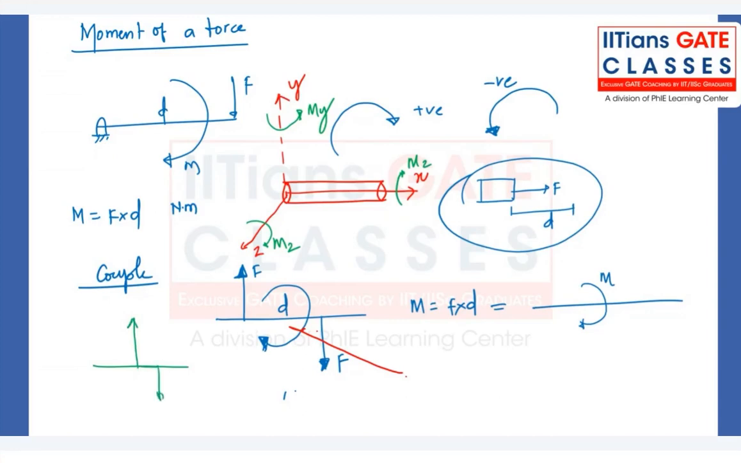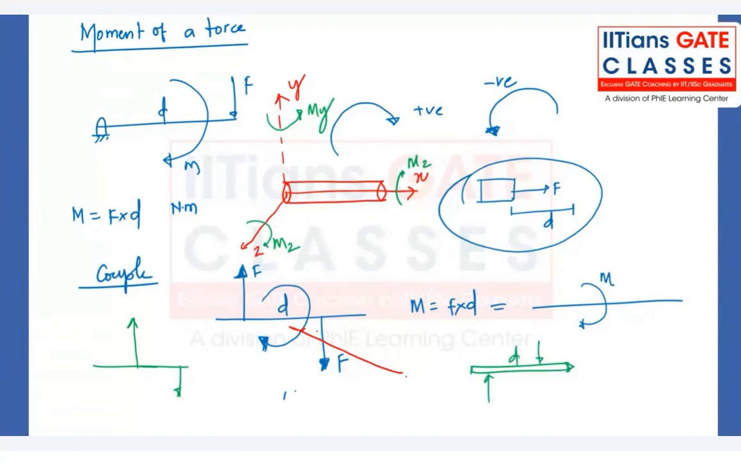Let's take a simple example. Take a pen in your hand and try to push the pen from both the sides. At a single point, you will not see pen is turning. But now, if you take a pen and put it on a table and try to apply force like this, you will see pen will rotate, right? It will turn. Abhinav, are you following? So you put a pen like this and try to push it here and here, then you will see it will rotate.